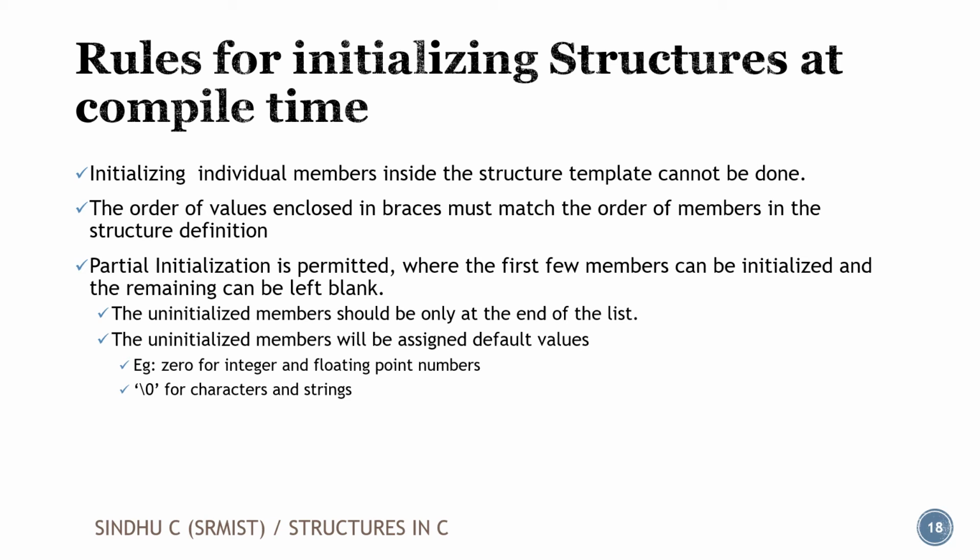The third one is that partial initialization is permitted, where the first few members can be initialized and the remaining can be left blank. So if you have 5 attributes, you can choose to initialize the first 3 members or first 4 members or first 2 members and leave the remaining blank. These uninitialized members will only be allowed at the end of the list, and they will be assigned default values. Default values are 0 for integer and floating point numbers and null character for string and characters.